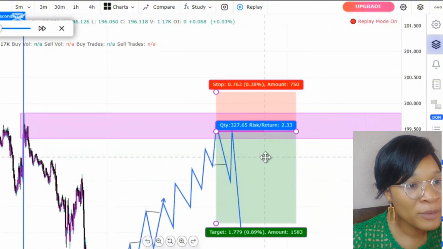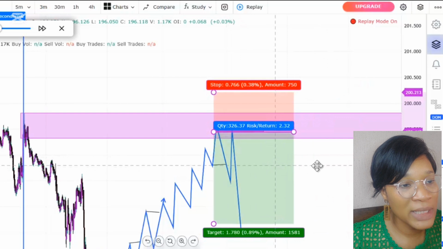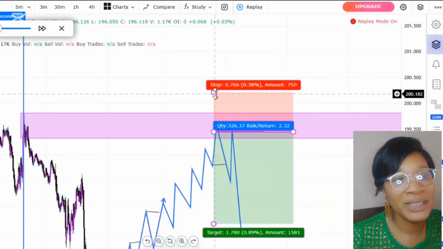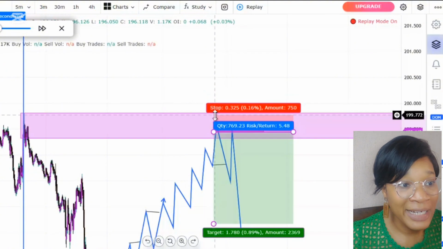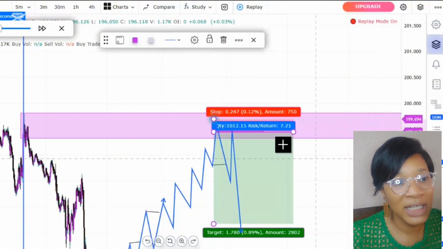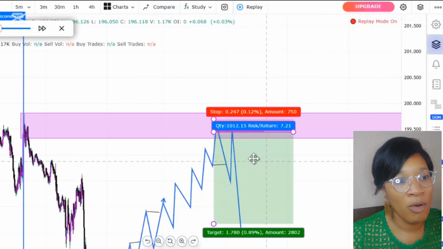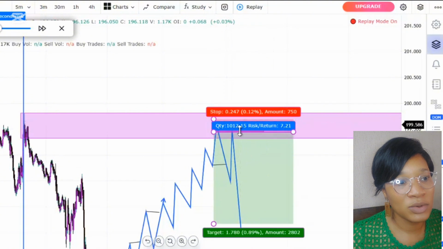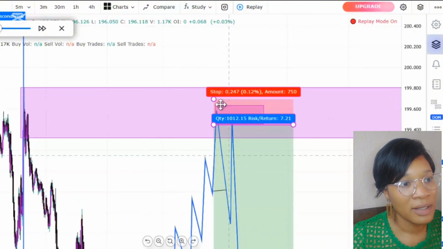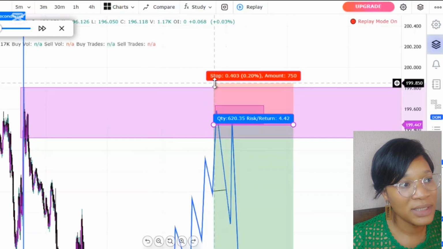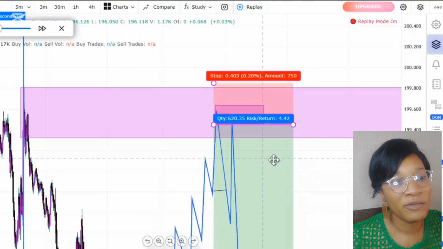Now that I have put my sell position tool here, my stop loss doesn't have to be this big anymore. I can shrink it maybe here. I can even put it just above the smaller zone that I have marked inside. I can keep my stop loss there, or if I just want to be on the safe side, I can take it up to this place and then sell from there.